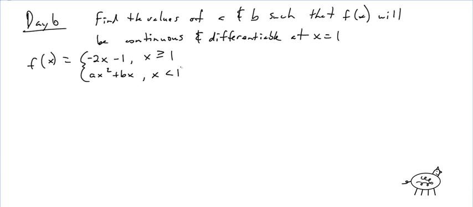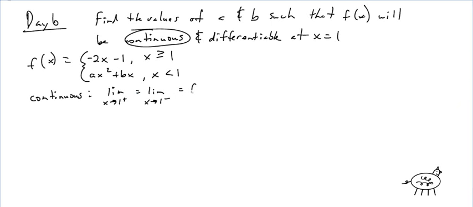So the first thing I want to do is deal with continuity. Remember, the limit as x approaches 1 from the positive side has got to be equal to the limit as x approaches 1 from the negative side, which is equal to f of 1. That has to be true. Obviously, we're looking at both functions here, and our critical value being 1, we're just going to plug in 1.